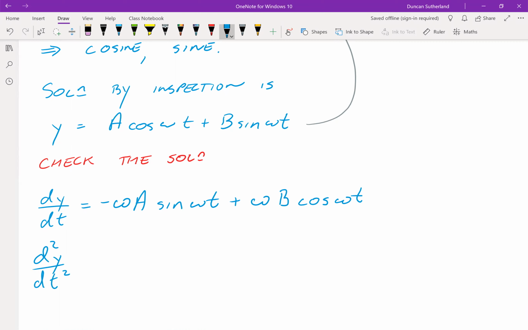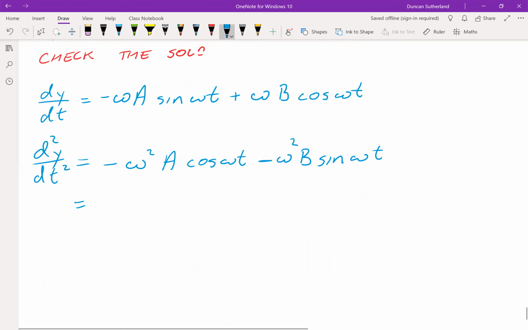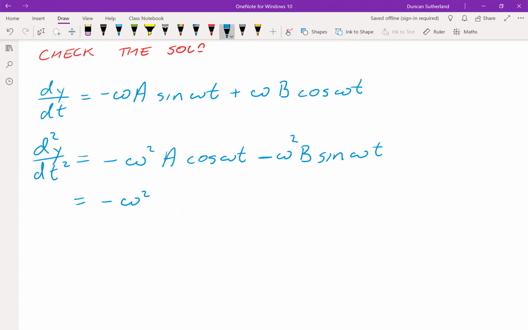Let's compute the derivative of this, which is the second derivative of y. Derivative of sine is cosine. There's no minus sign. I've got an omega that pops out, so this becomes minus omega squared a cosine omega t. Derivative of cosine is minus sine, so that plus sign becomes a minus. I've still got a b. I've got another omega that pops out, so now I've got omega squared. This is sine. And clearly this rewrites to minus omega squared times y, like so.